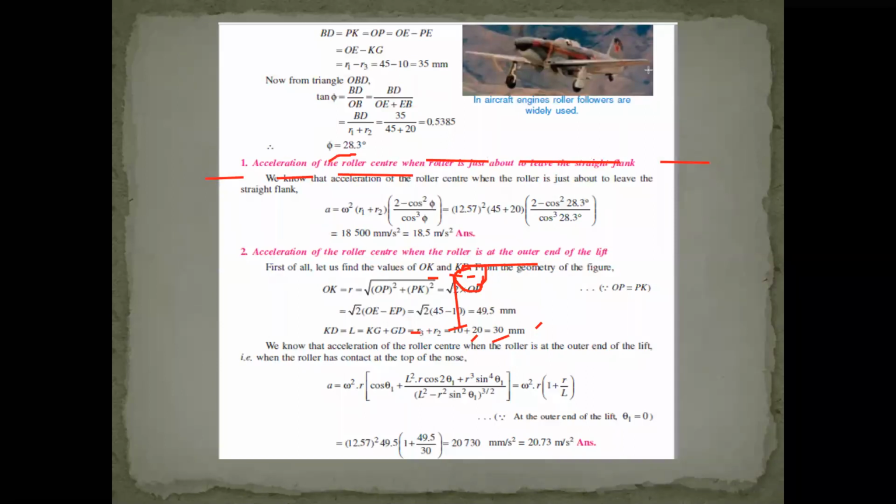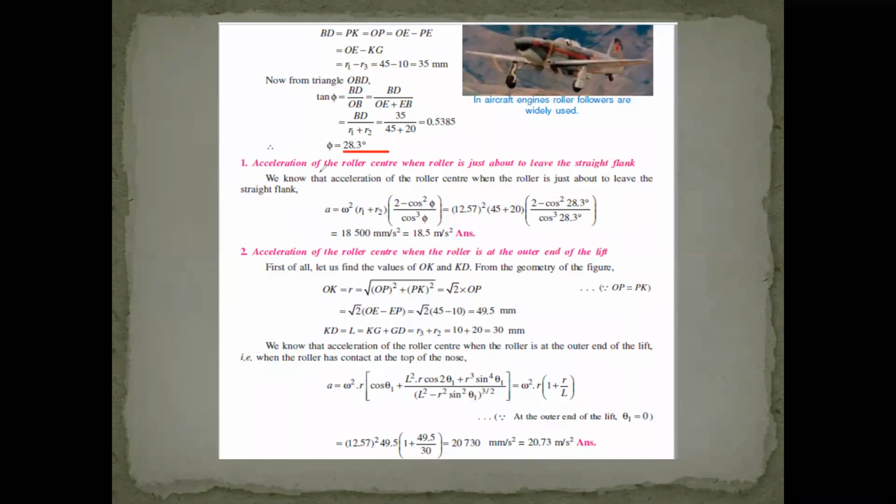So phi equals 28.3 degrees. Now that we have found the phi value, we can find the acceleration of the roller when the roller has contact with the straight line.